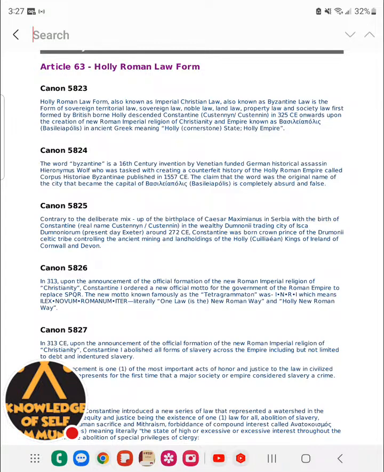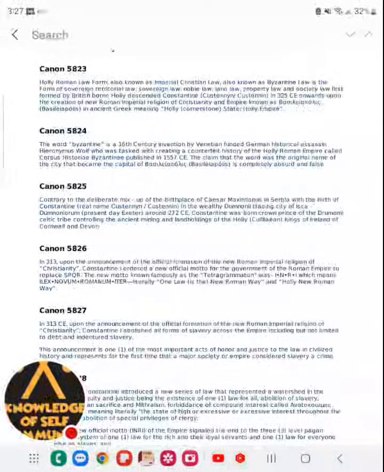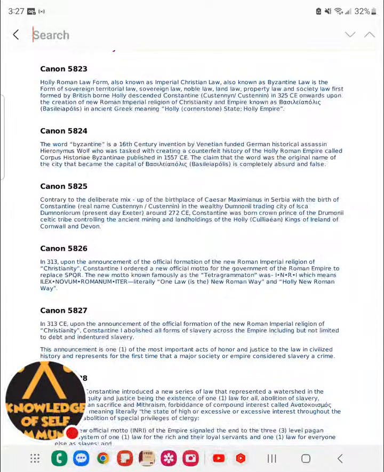The claim that the word was the original name of the city that became the capital of Basileopolis is completely absurd and false. So we see now a whole corruption. Hieronymus Wolff. And we see that name, Wolff. So this is a Venetian invention funded by a German historian to counterfeit the history of Constantine.